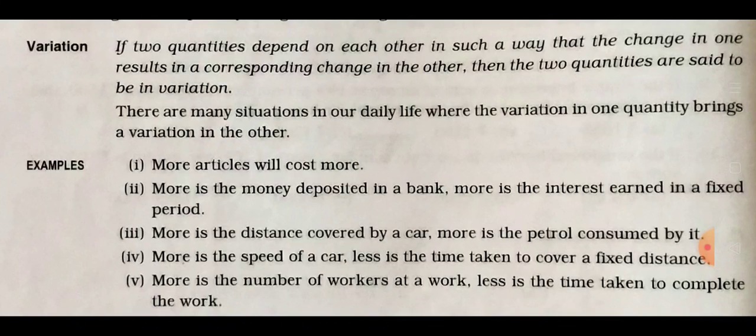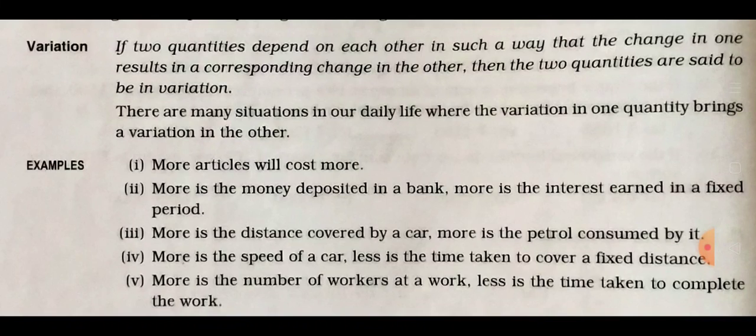So first, start with what is variation. If two quantities depend on each other in such a way that the change in one results in the corresponding change in the other, then the two quantities are said to be in variation. Let's take one example from daily life. More articles will cost more. More money deposited in a bank, more is the interest earned in a fixed period.